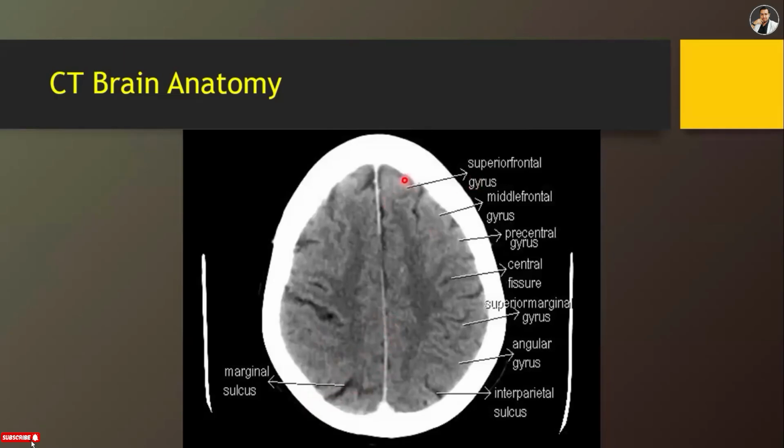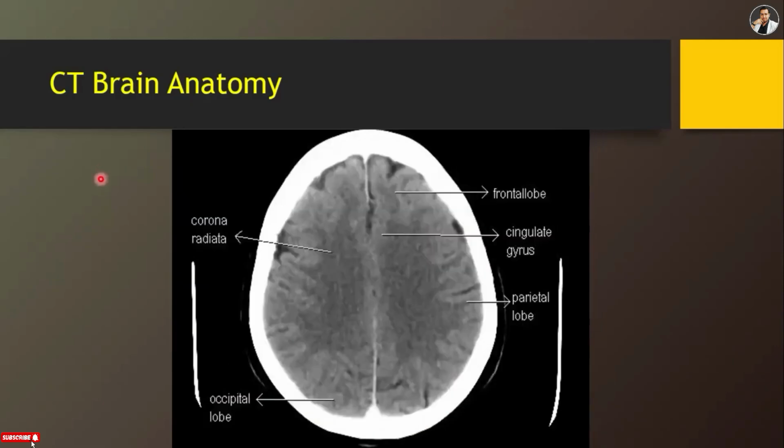The gap is seen as black signal. The gap is called sulcus. The white matter is called gyrus. The gap is called sulcus. Now we see the frontal lobe. The frontal lobe is part of the brain. The occipital lobe is part of the brain.